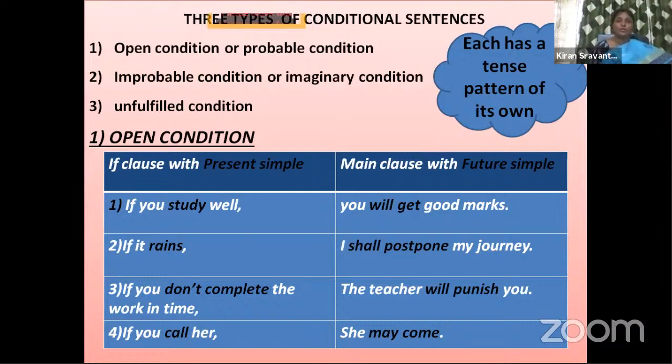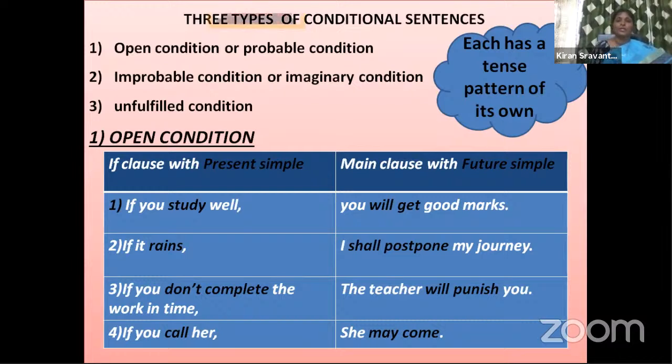If you look at the if clause, if you study well, the if clause is given here with present simple tense. This you have to make note of. When the if clause is found with present simple tense, we will get future simple in the main clause.